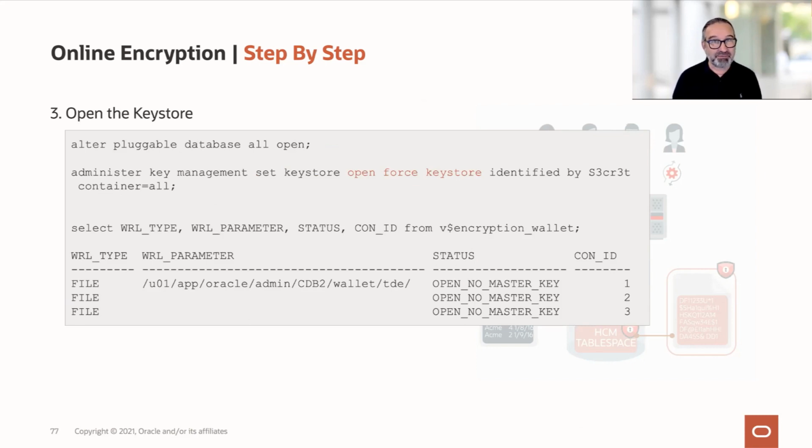The next step: I have a keystore, and I need to open it. For opening the keystore, I have to specify the password. So administer key management set keystore open force keystore identified by the password for all containers. Now you see a change in the V$ENCRYPTION_WALLET view. You see that it's open, but no master key associated yet.